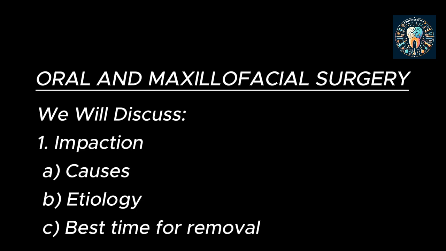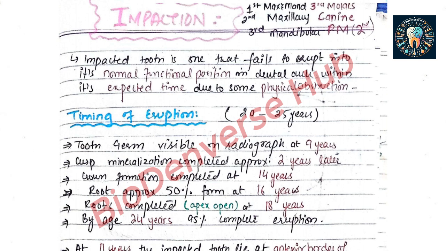An impacted tooth is one that failed to erupt into its normal functional position in a dental arch within its expected time due to some physical obstruction that is present out there. So we need to remember three key points. First of all, it failed to erupt into its normal functional position. Secondly, it fails to erupt in the normal expected time of eruption. And thirdly, it usually occurs due to some physical obstruction.